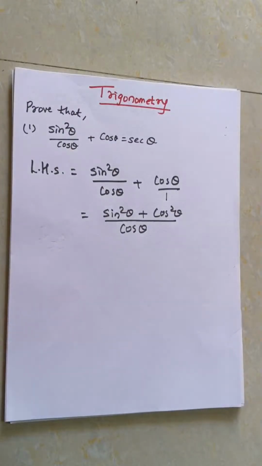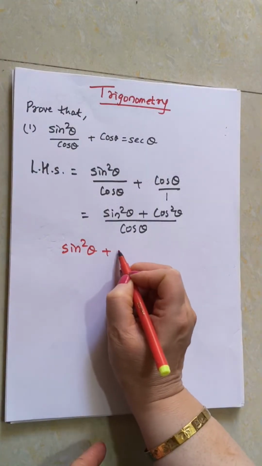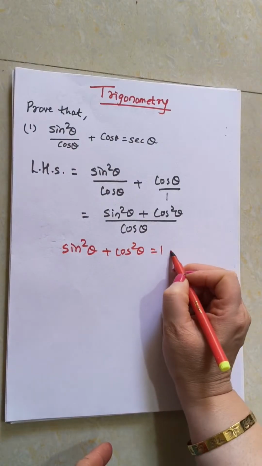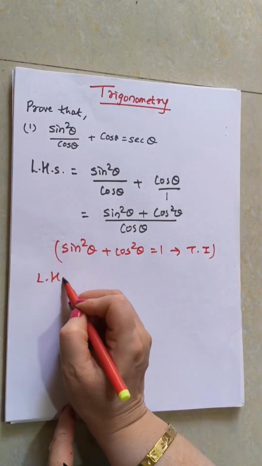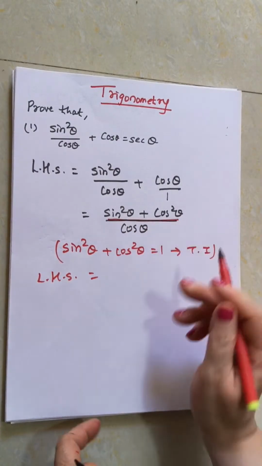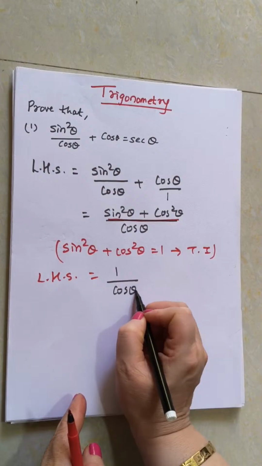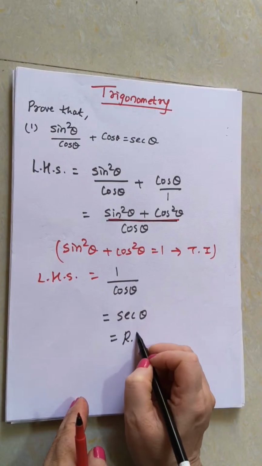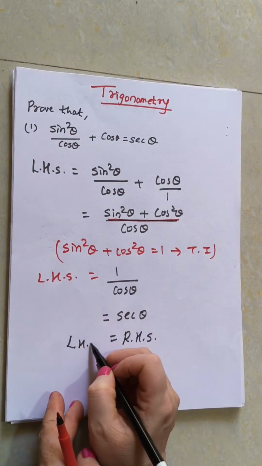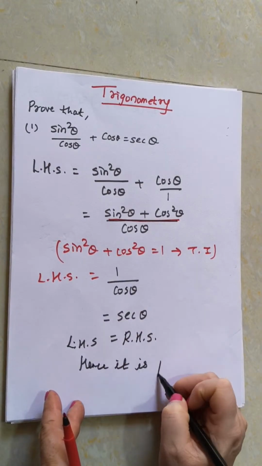Now you know trigonometric identity, which is that sine square theta plus cos square theta is equals to 1. This trigonometric identity we are going to use. So what will be my LHS? In place of sine square theta plus cos square theta, I will be putting 1. So 1 upon cos theta, and you know 1 upon cos theta is a sec theta, and that is equals to RHS. So LHS is equals to RHS, hence it is proved.